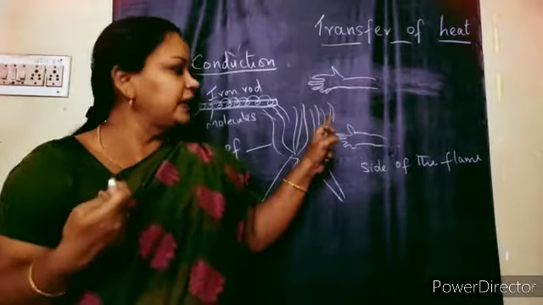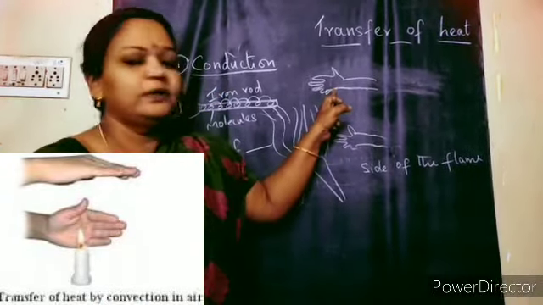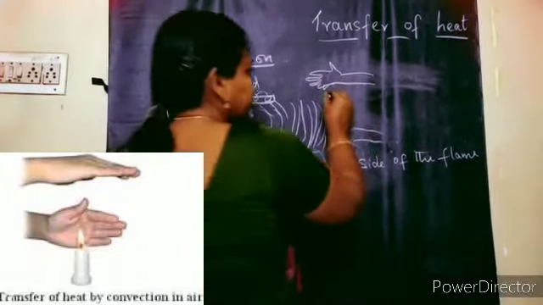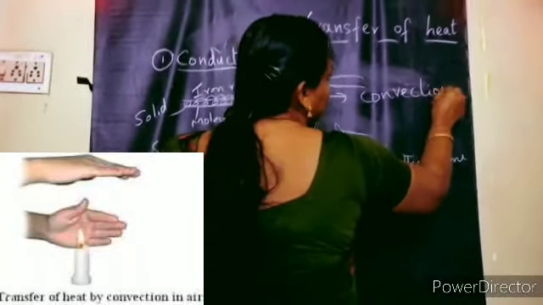So in what way is the heat getting transferred from the fire, that is the campfire, to his hand? Very good. Here, what is happening is convection. So what is this convection?